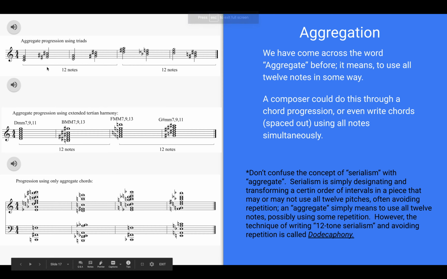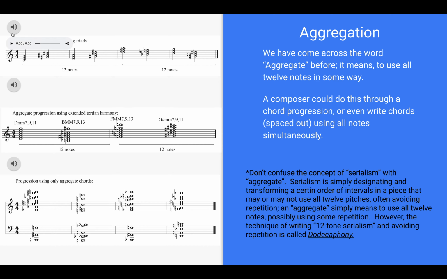Here's triads that through the series of progressions, I get all 12 notes. I pass through all 12 notes. Each of these actually have a different note in them. So here's an example of some chord progressions of triads that involve all 12 notes.